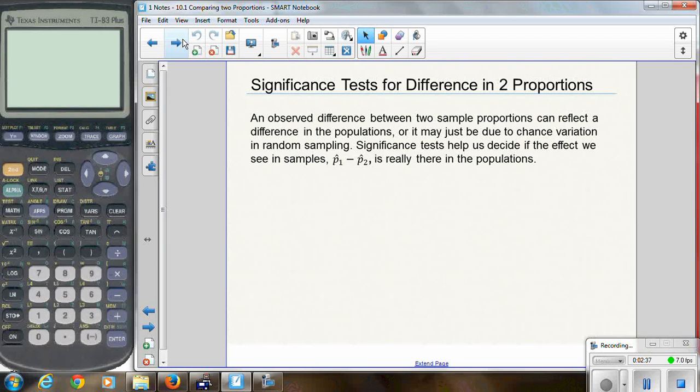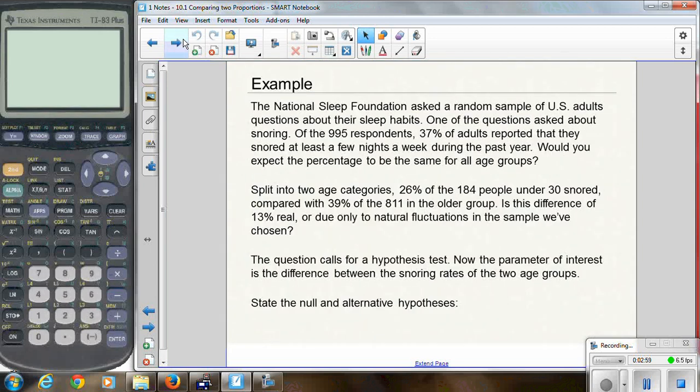If we want to look at significance tests for the difference in two proportions, an observed difference between two sample proportions can reflect a difference in the populations, or it simply could be due to chance variation in random sampling. Significance tests help us decide if the difference we see is due to chance or if it's really due to a difference in the two groups. I'm going to start off with this example, and then I'm going to jump to another one in just a second that's not part of your notes, but I think it'll help illustrate the sampling distributions for you.